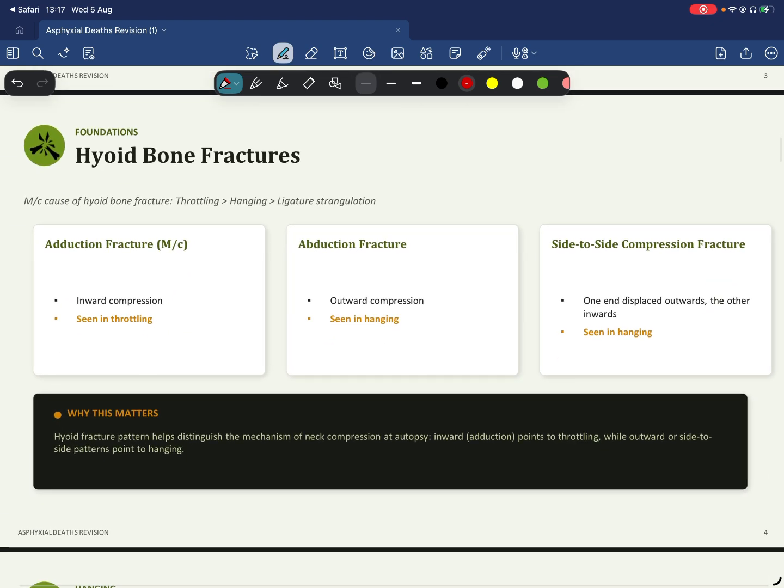Fractures of the hyoid bone. The most common cause of the fracture of the hyoid bone is throttling, followed by hanging, and then ligature strangulation. There are two types of fractures: adduction fracture and abduction fracture.